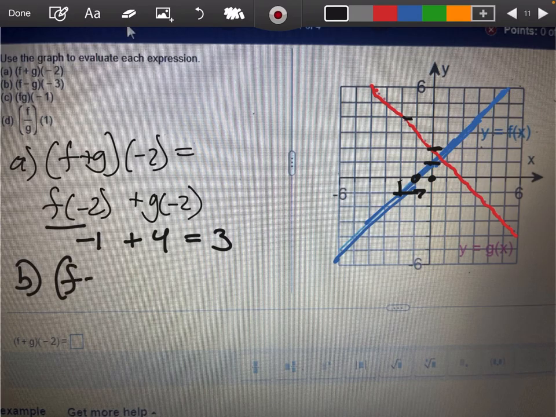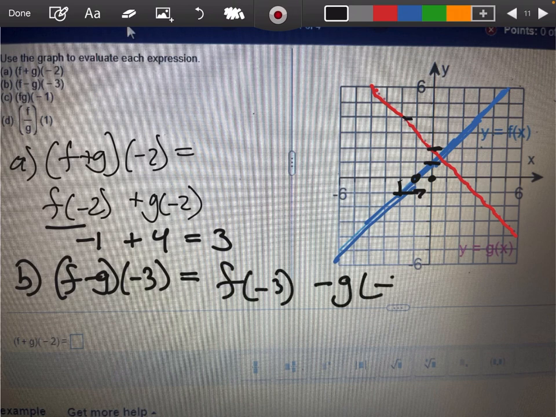So look, let's go through part B. Part B says, can we find f minus g of negative 3? So y'all, we're going to find f of negative 3, and we're going to find g of negative 3, and we're going to subtract those numbers, okay? So look, let me see if I can clean this up just a little bit. Okay, so here's negative 1, here's negative 2, here's negative 3. Y'all, I'm going to go down here. Look, that's 0, that's minus 1, so that's minus 2. Minus g of negative 3, that's 1, that's 2, that's 3, that's 4, boom, that's 5. So minus 2 minus 5, y'all, boom, minus 7, okay?